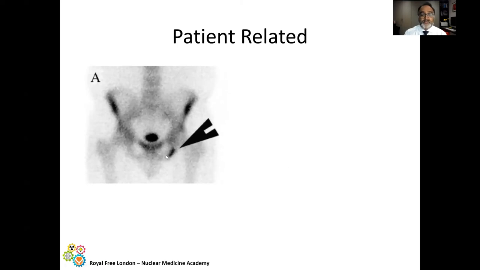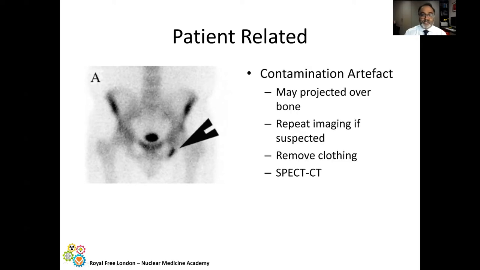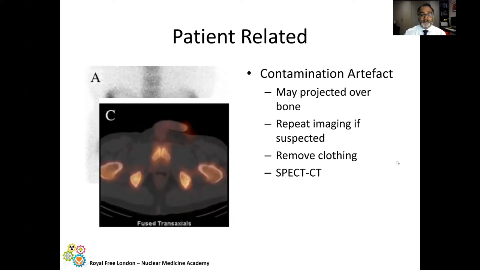In this case here, we can see there's some uptake here on the left side of the pelvis. Is this in the ischium, in the inferior pubic ramus, or is this in the soft tissue? And actually this is a contamination artifact. And we can tell that because it's got quite a sharply demarcated margin. So this is going to be quite close to the camera. So it's probably on the skin. If you see this kind of activity, particularly around the pelvic area, it's likely to be urinary contamination. Repeat the imaging, repeat a static, remove the clothing. If you really can't get rid of it, consider doing a SPECT CT. But we do need to see a repeat image where the activity is gone to prove that this is related to contamination artifact.